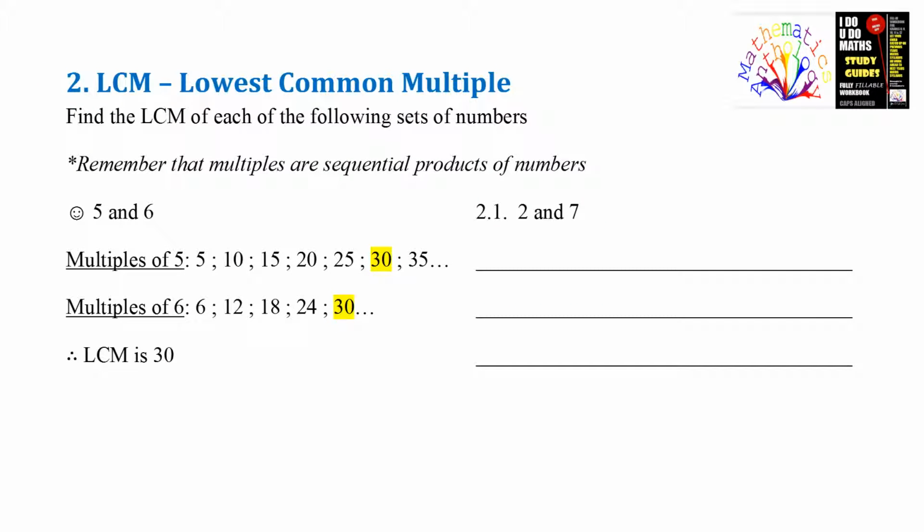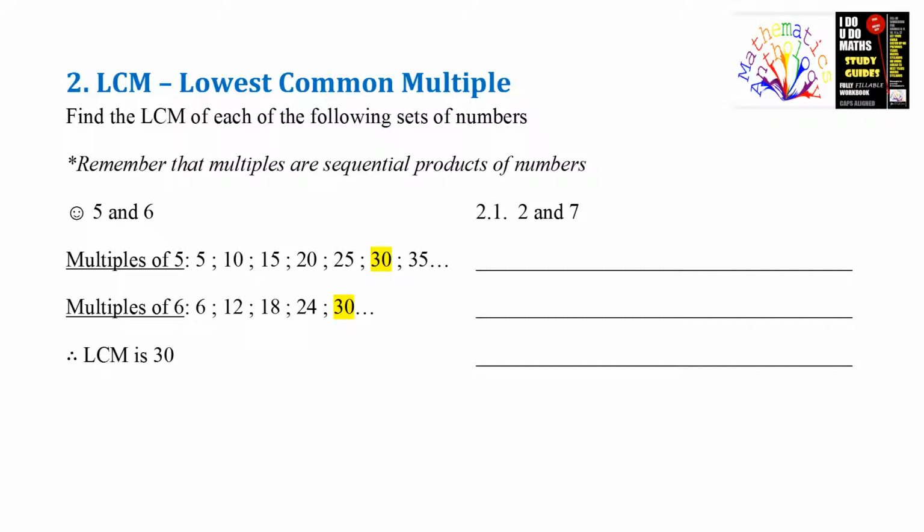If we're looking at the LCM, which is the lowest common multiple, we can start. Let's find the LCM of each of the following sets of numbers. Remember that multiples are sequential products of numbers. So if we have our first example, 5 and 6, if we look at the multiples of 5, multiples of 5 will be 5, 10, 15, 20, 25, 30, 35, and so forth. Multiples of 6 will be 6, 12, 18, 24, 30, and so forth.